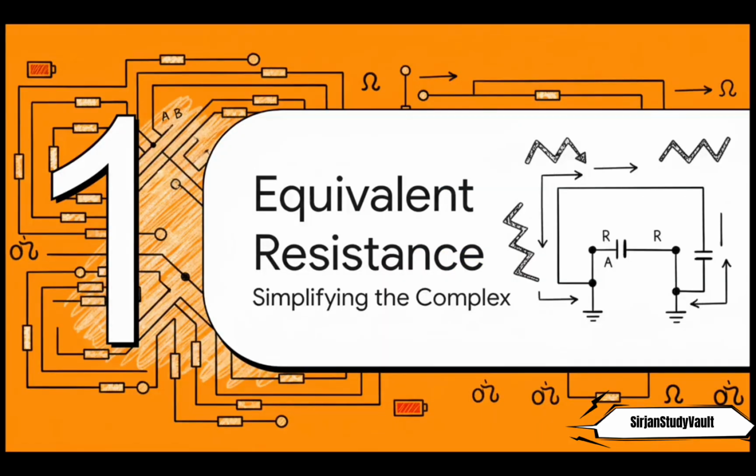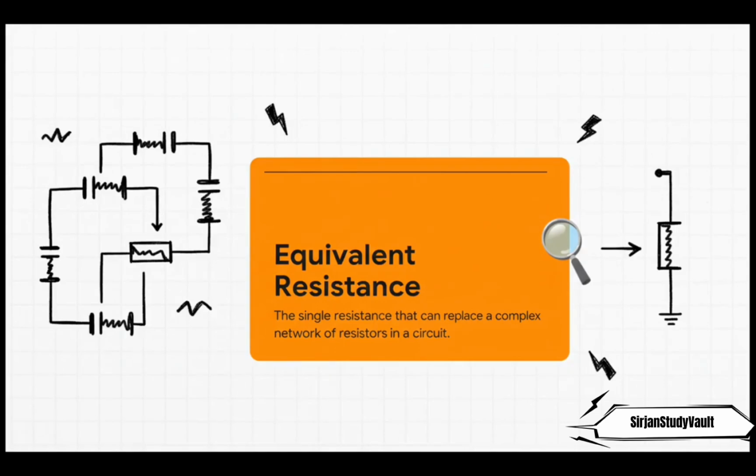Before we can even talk about series and parallel circuits, we need to get a handle on the main idea we're chasing. What exactly is equivalent resistance? Well, it's pretty much what it sounds like. It's the value of one single imaginary resistor that you could swap in for a whole complicated mess of other resistors, and the circuit would behave in the exact same way. Our whole job is to find the value of that one magic resistor.